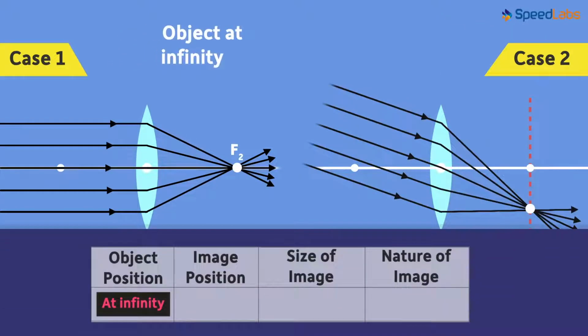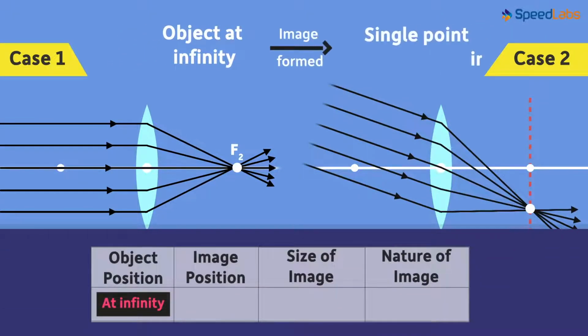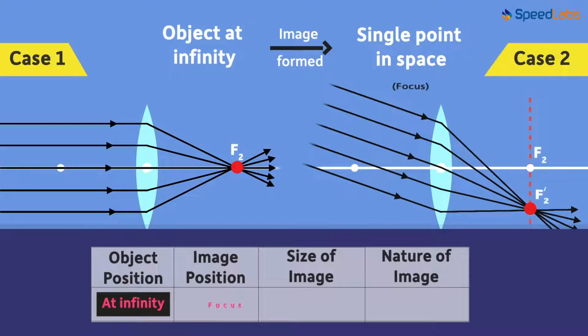When the object is at infinity, the image is formed at a single point in space. This point is also called the focus. Since the image is formed at a single point, it's also called a point-sized image. And since it is point-sized, it's extremely small. This is also a real and inverted image.